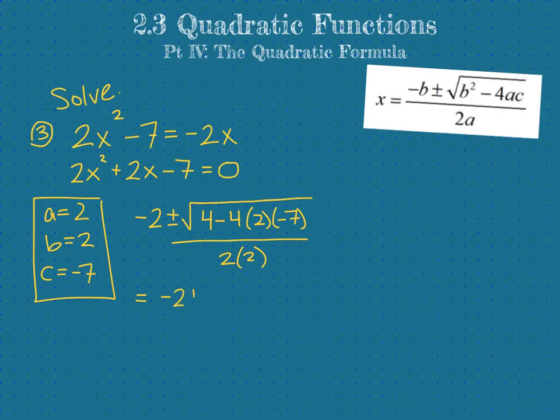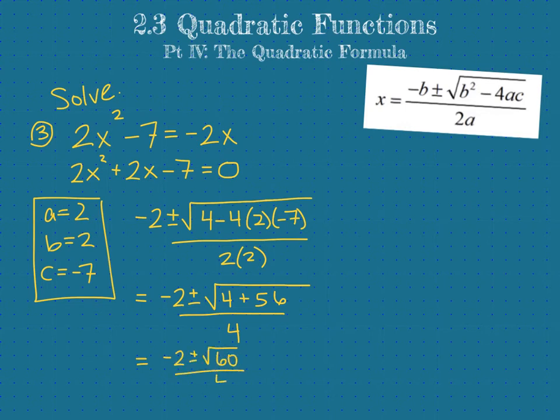As we go, we want to simplify the discriminant, so we'll have 4. Note that there's 2 negative symbols. A negative times a negative is a positive. So we'll have 4 times 2, which is 8, times 7, which is 56, all over 4. We'll have -2 plus or minus the square root of 60, all over 4.